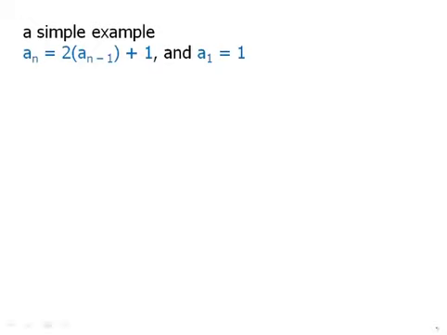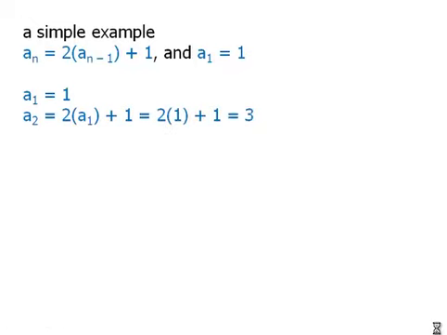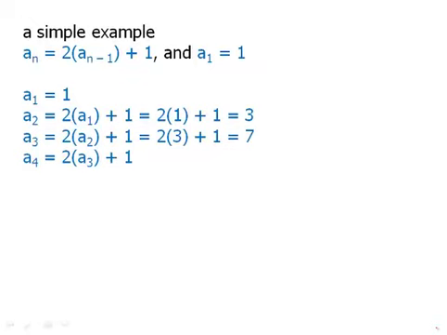So for example, here's a very simple recursive sequence. We have a seed term. Let's just play around with this. We know that the first term is 1. Well, what's the second term? The second term would be 2 times the first term plus 1. That's 2 times 1 plus 1, which is 3. The third term would be 2 times the second term plus 1. Well, that's 2 times 3 plus 1, which is 7. The fourth term is 2 times the third term plus 1. So this would be 2 times 7 plus 1, that's 15.